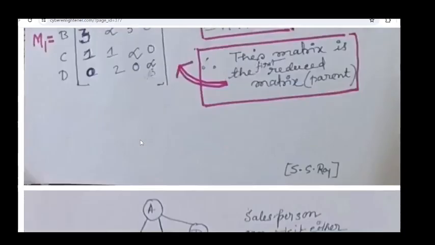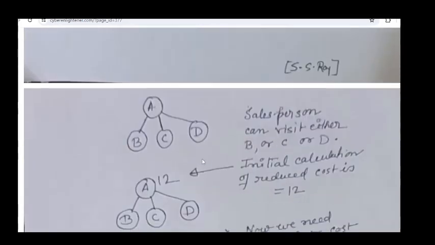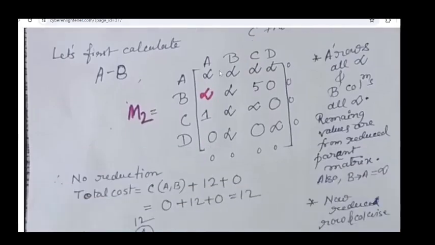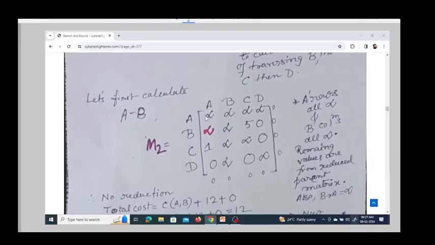So as usual, this is my parent matrix, reduced parent matrix. This as it is, you write it here. Because I am visiting A to B, what you have to do, students, very important point: all A rows and B columns should be infinity. In this parent matrix, change all A rows and B columns to infinity. That means this is infinity, this is infinity. Immediately you have to change this matrix.